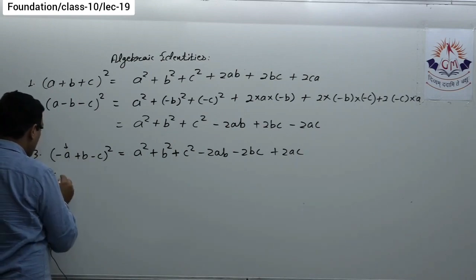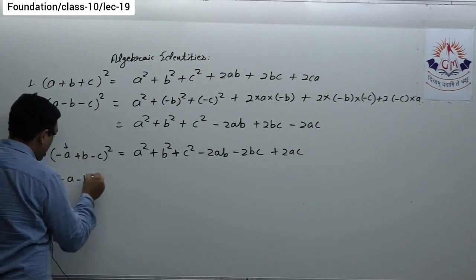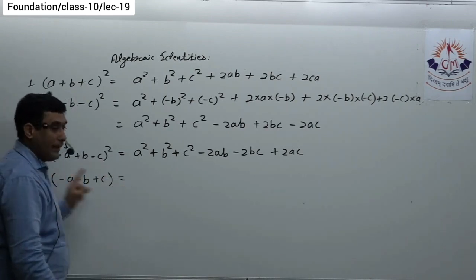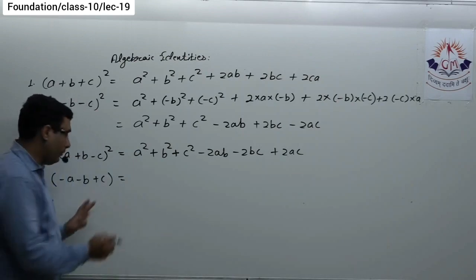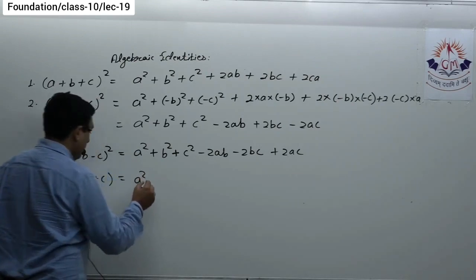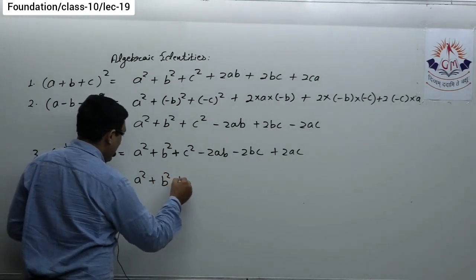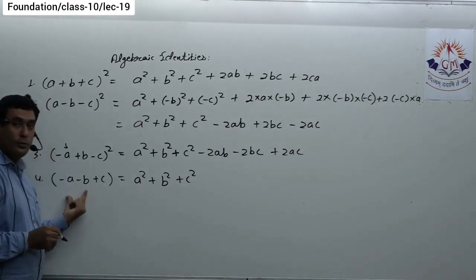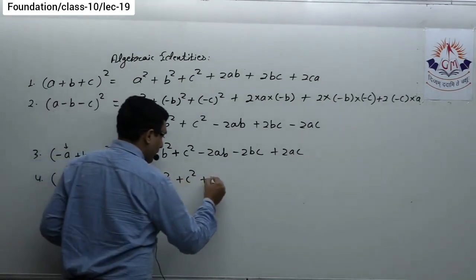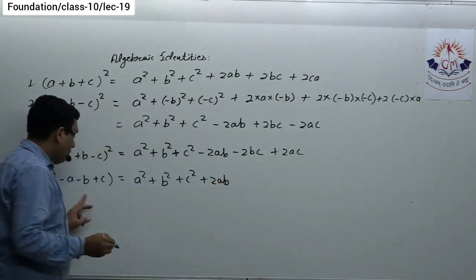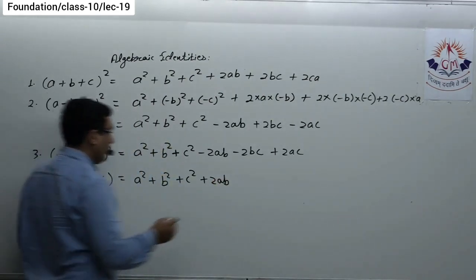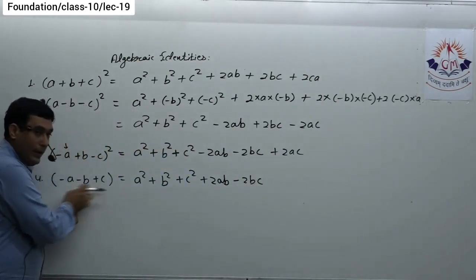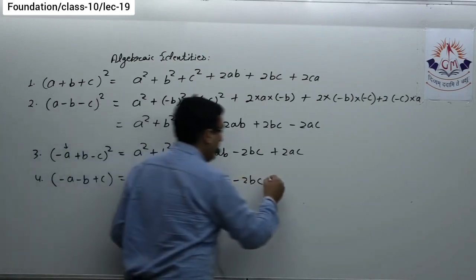Let us discuss one more: minus a minus b plus c whole square. The first three terms are again complete squares. Minus a whole square gives you a square, minus b whole square gives you b square, plus c whole square gives you c square. Now 2 into a into b, both are negative, so this will become positive. Then 2 into b into c, one is negative, one is positive, so that will become minus 2bc. Then again 2 into a into c, one is negative, one is positive, so minus 2ac.